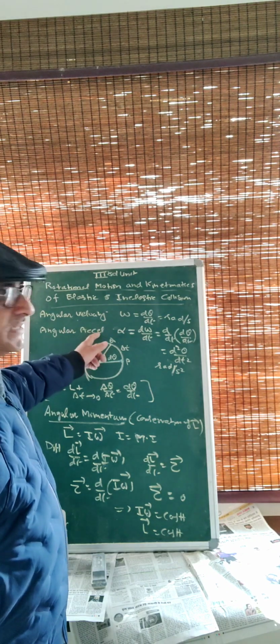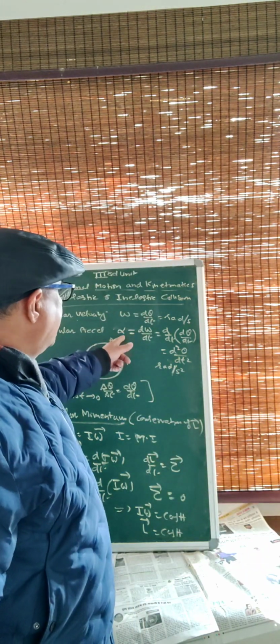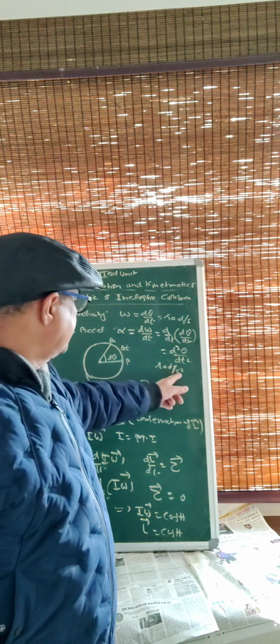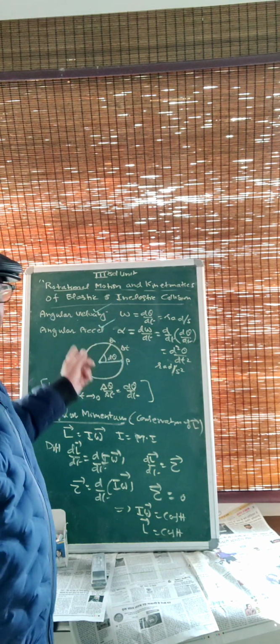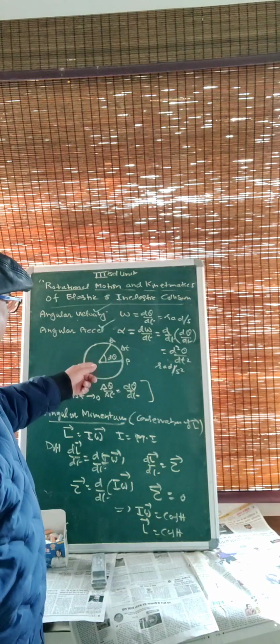Then comes angular acceleration. As you know, acceleration is the rate of change of angular velocity. It is denoted by the letter alpha, and alpha is equal to d omega by dt. Substituting the value of omega, d by dt of d theta by dt gives d2 theta by dt square, and the units will be radians per second square. So this is angular velocity, and this is angular acceleration, once a body is having a rotational motion.